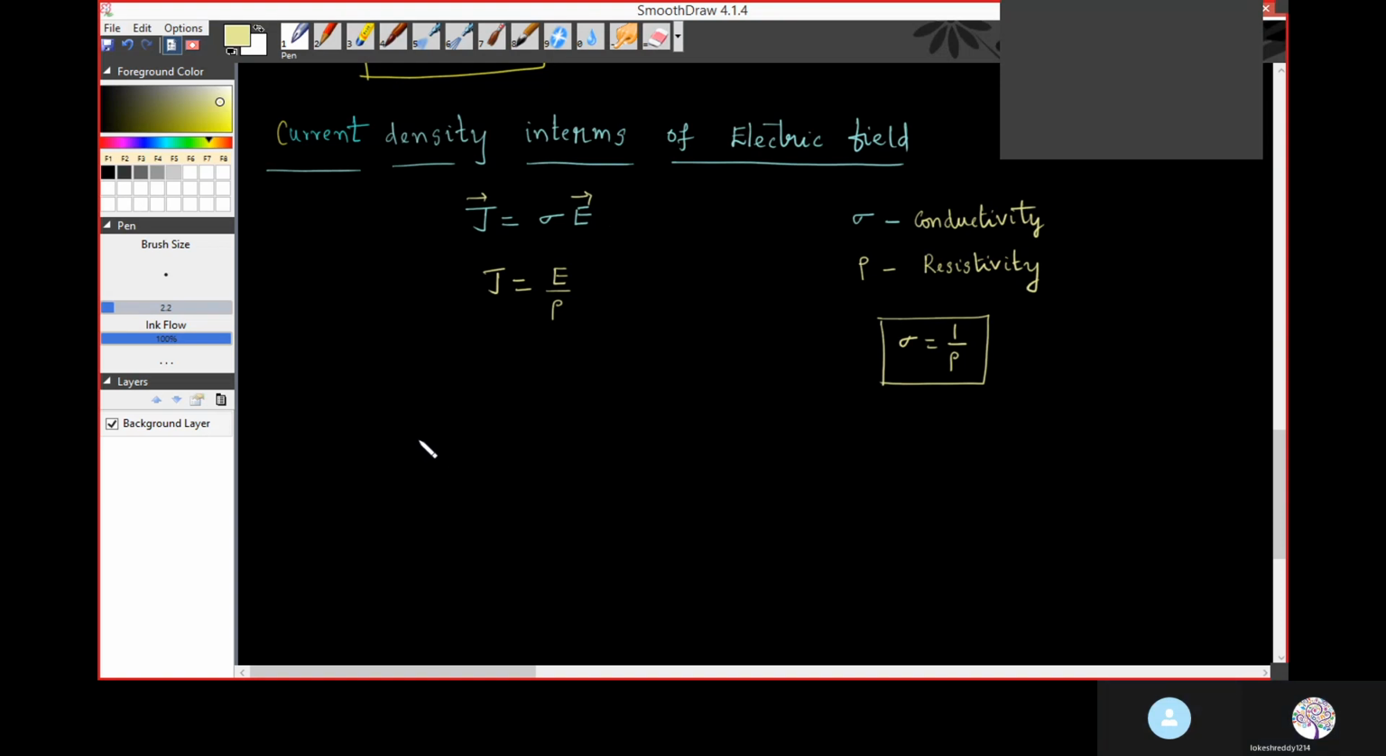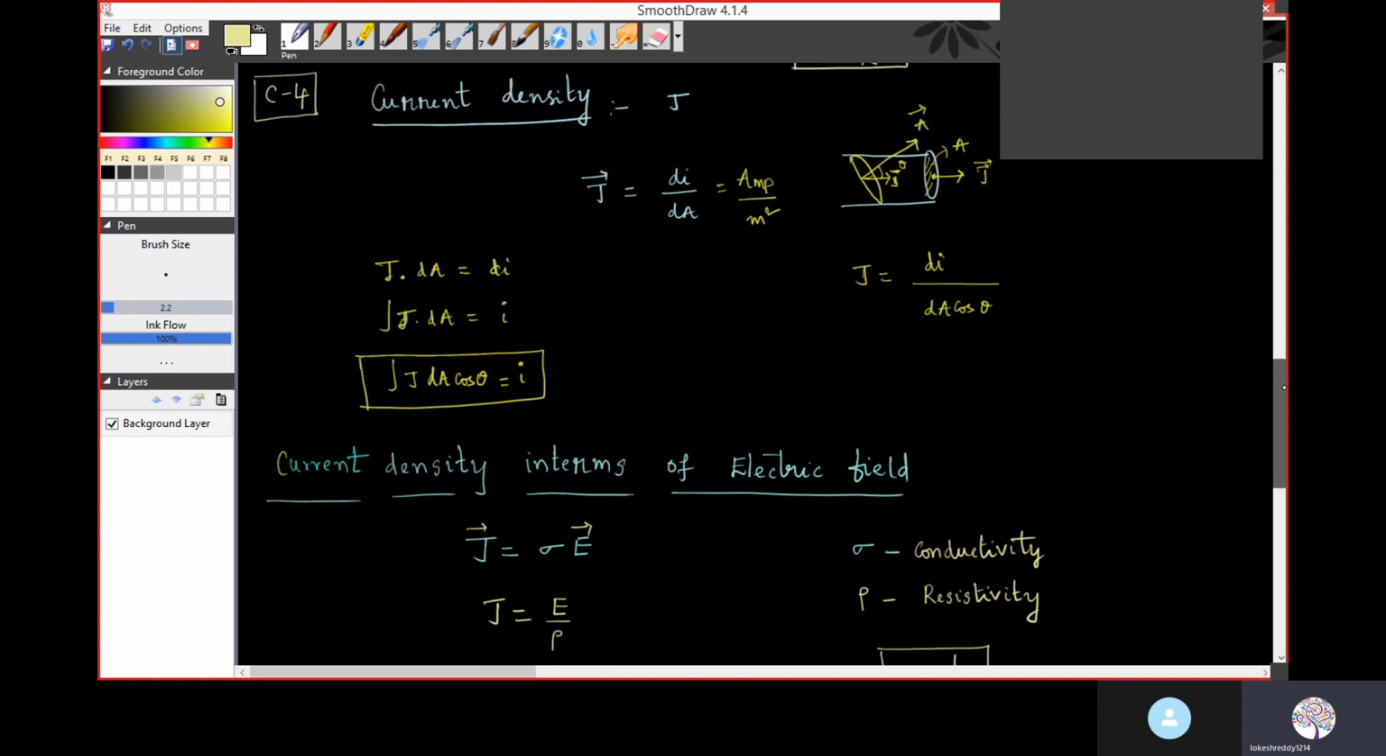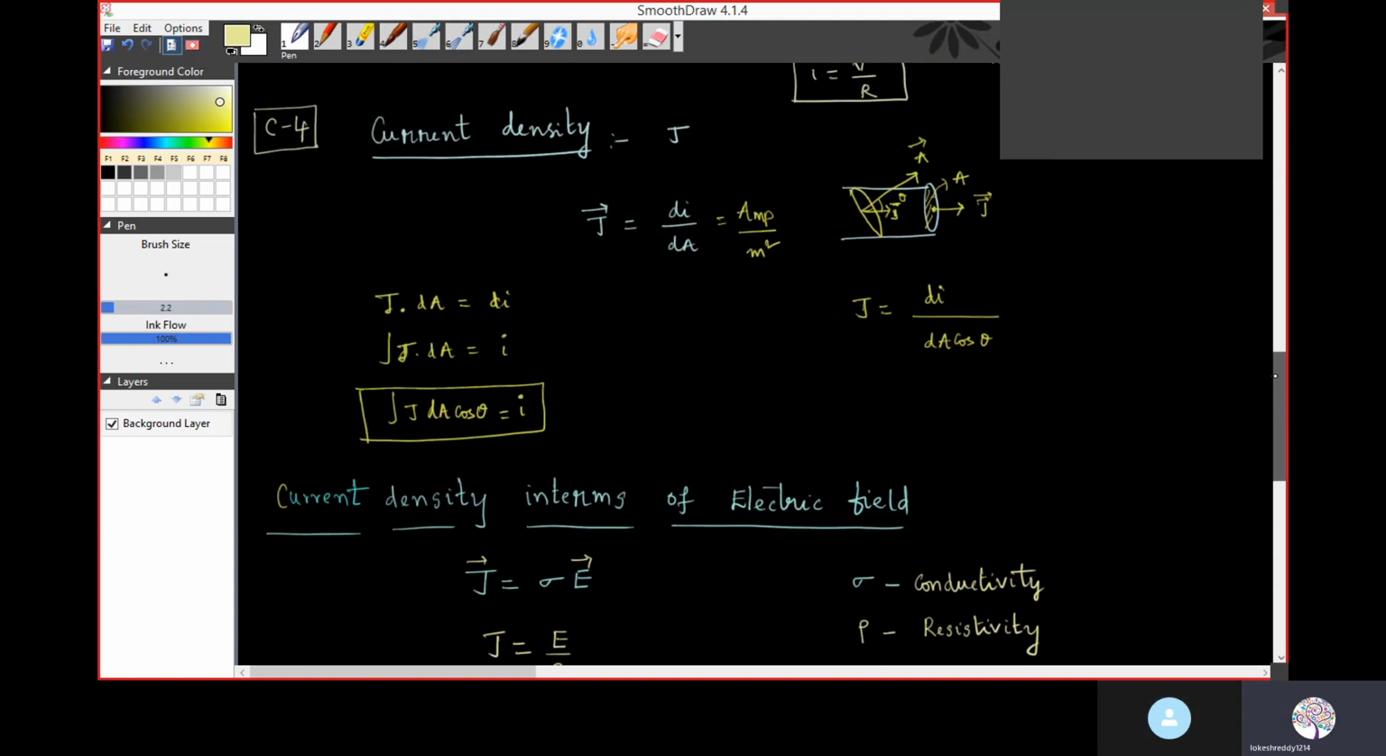Now this we call it E4, current density. Now we will write E5, the next concept, which we call drift velocity, or drift speed. Drift velocity or drift speed, both are the same. This is denoted by Vd.